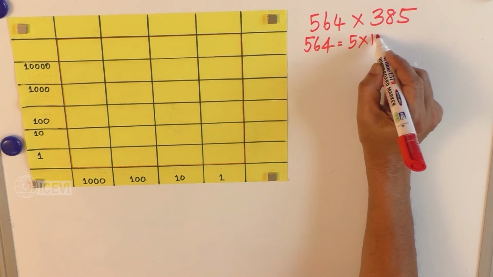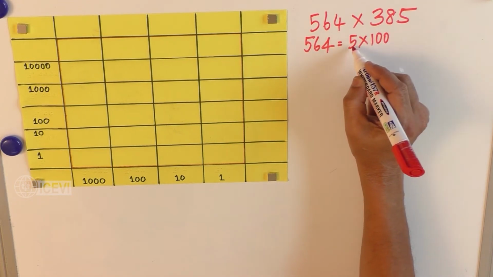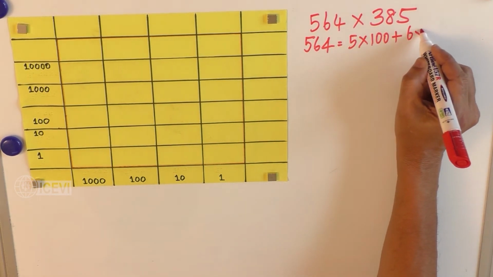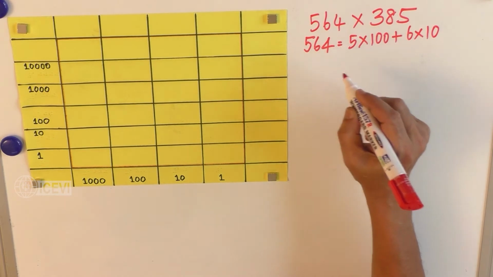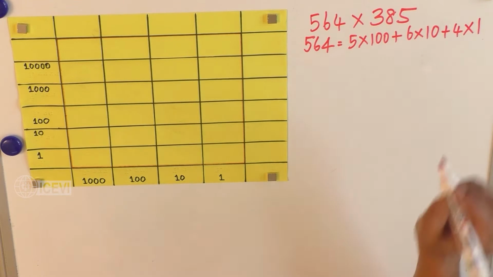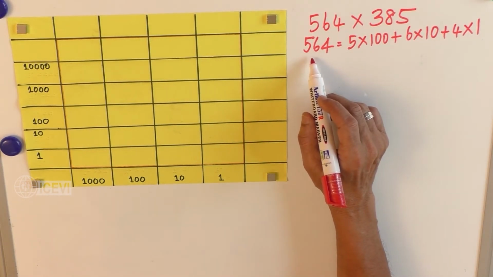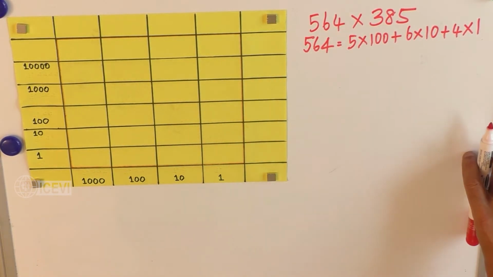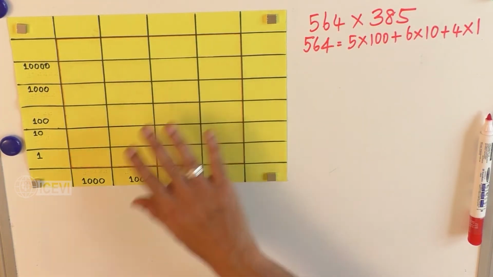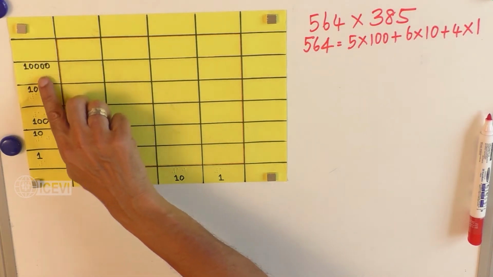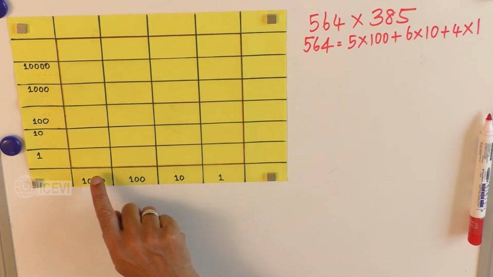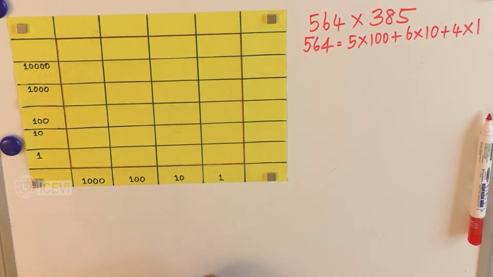5 multiplied by 100, so the 5 has a value of 100, plus 6 multiplied by 10, that is 6 has a value of 10, and 4 multiplied by 1. This is how we write 564. Now in this expanded form template, we have the braille markings. We have the place value for 1, 10, 100, 1000 horizontally and vertically also.